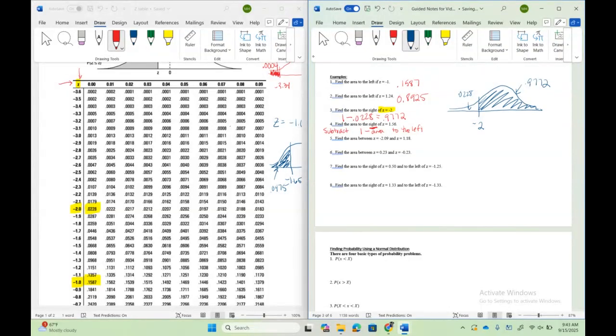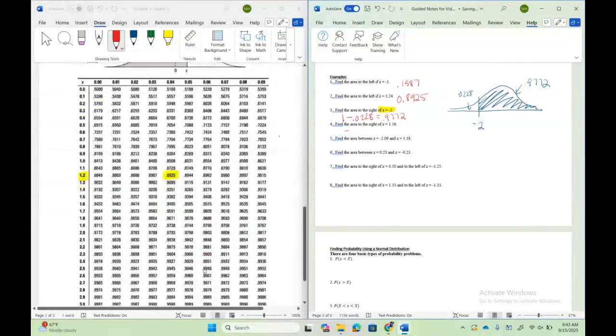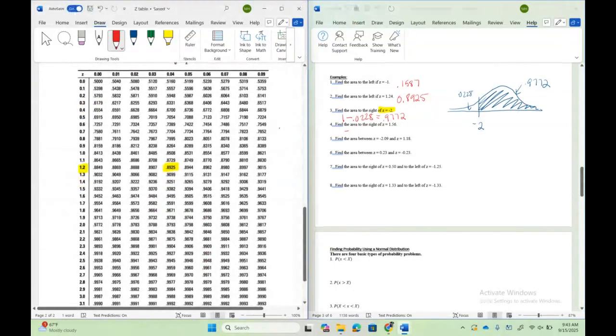All right. Find the area to the right of z equals 1.56. So I'm going to my positive table, 1.56. Down here, over here. So 0.9406. So I'm going to do 1 minus 0.9406, and that answer is 0.0594.